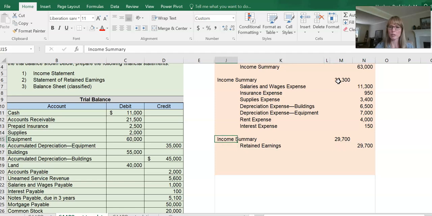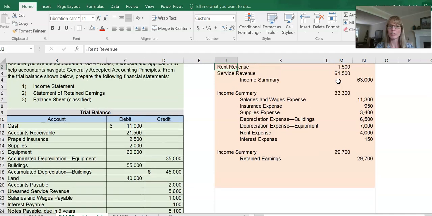What was the purpose of this income summary account? Why didn't we just credit the total revenues into retained earnings here? And why didn't we just debit the total expenses into retained earnings here? This is just an intermediate step, and it's just a check figure to show that this amount is equal to our net income, and that's what gets transferred into retained earnings.